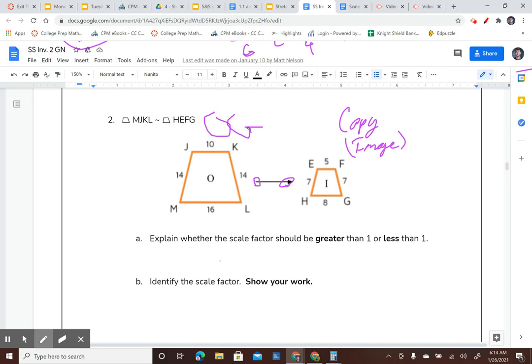But remember, I'm going to have to write that as my image over my original. So if we're going from a larger shape, right, big to small, then we're going to be at a scale factor less than 1, because you have to multiply by something less than 1 to get smaller. It gets smaller. That's my reasoning.